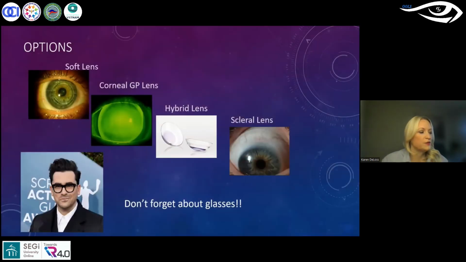So, contact lens options. There are so many options, like I mentioned, and I'm going to go over each and every single one of those. Don't forget about glasses. The reason I say that is patients who are correctable to 20/20 with glasses don't necessarily have to be fit in a contact lens. I get a lot of patients that are referred to me, and maybe they're forme fruste, or they're a mild keratoconus, or they're functioning okay and don't have any complaints. We don't need to force those patients into a contact lens.